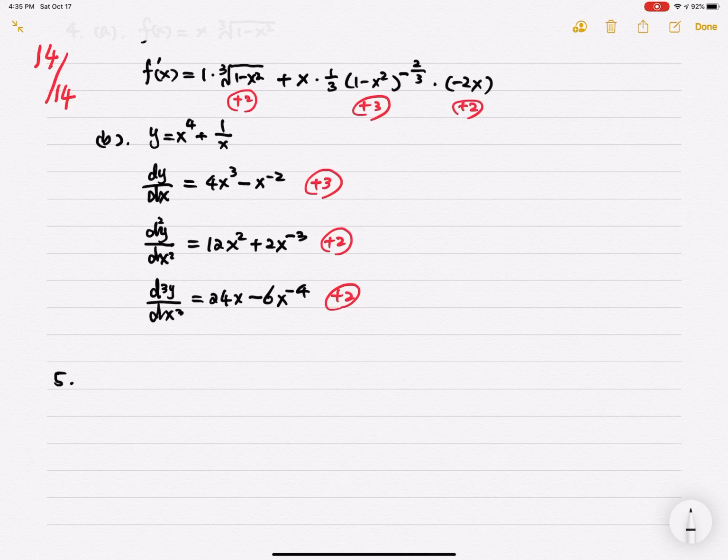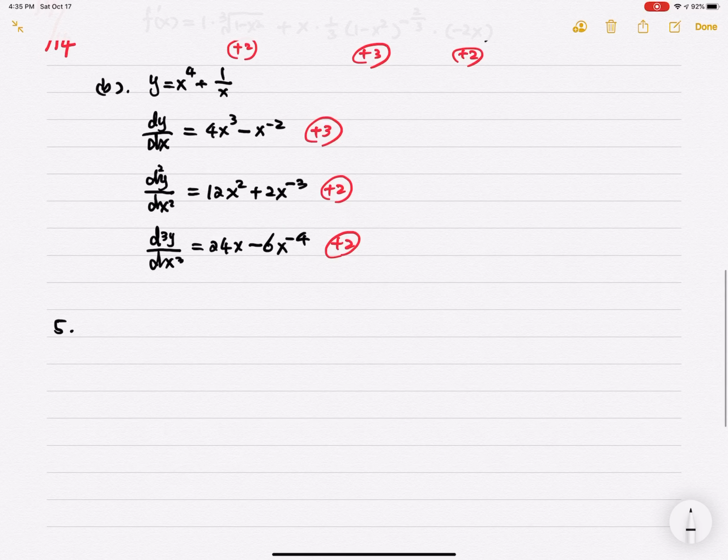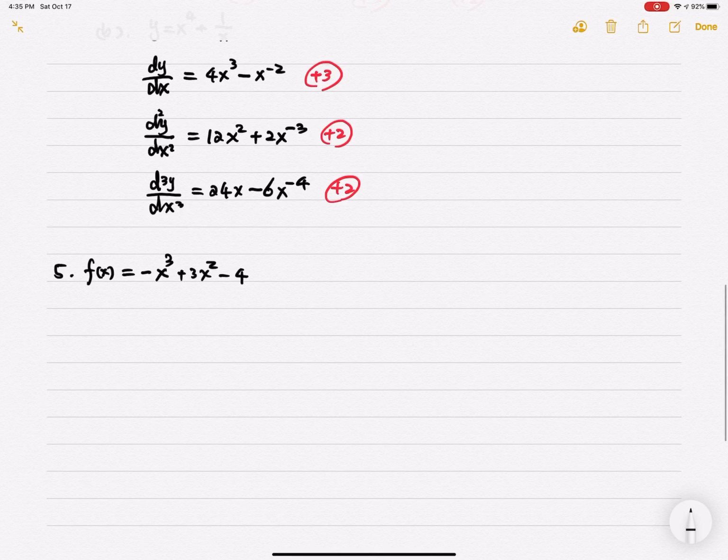Problem number 5, we have f(x) equal to negative x to the 3rd plus 3x squared minus 4. Okay, part A, we ask you to find the domain. Now, domain D is equal to negative infinity to positive infinity.